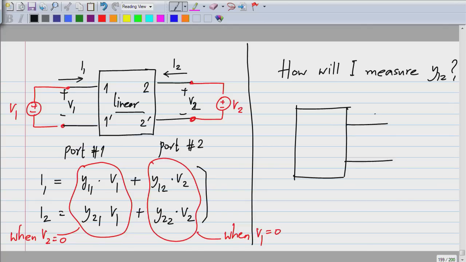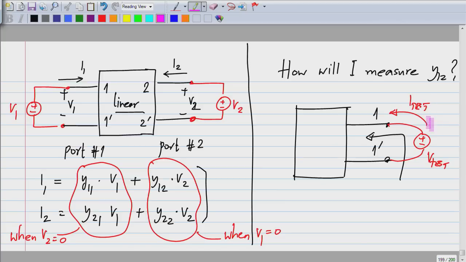That is, if you have a one port, then you want to find out what it looks like looking into this terminal pair. What we did was to apply some test voltage and measure the current. So taking the ratio of voltage to current, we get the resistance looking into this one. Similarly, now in this case, I want to measure Y12. What should I do? What is it that I can do to measure the value of Y12?